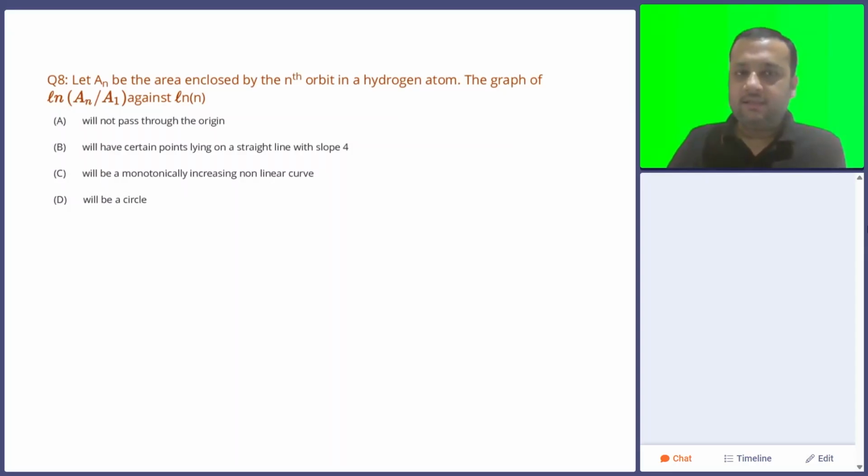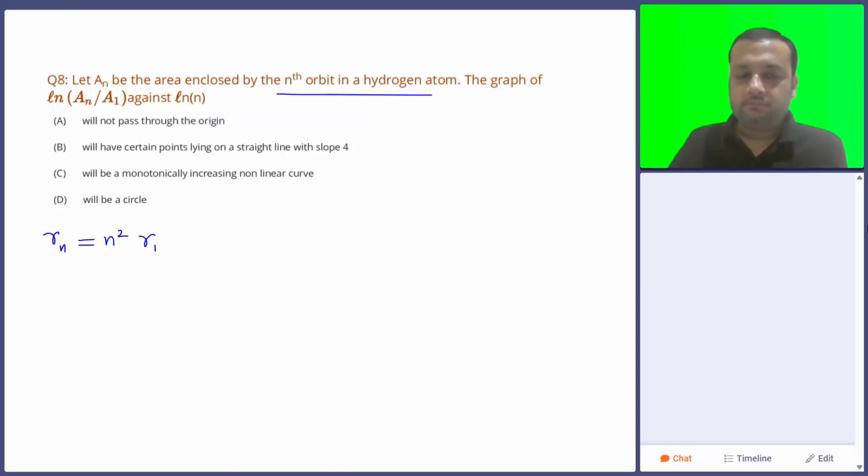Here, let An be the area of the nth orbit of the hydrogen atom. So we have to plot the graph of ln of An by A1 against ln n. So try to recall that the radius of the nth orbit is equal to n squared by Z into the radius of the first orbit. Yes or no? Now for the hydrogen atom, Z of course is 1. So you can put the value of Z as 1 here. That means this will be the result for the hydrogen atom.